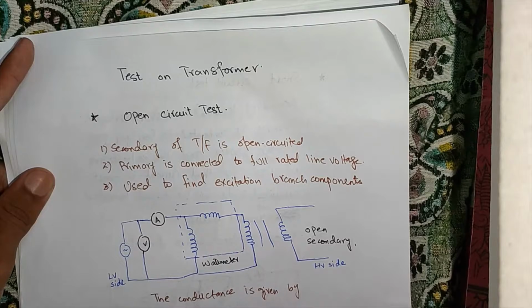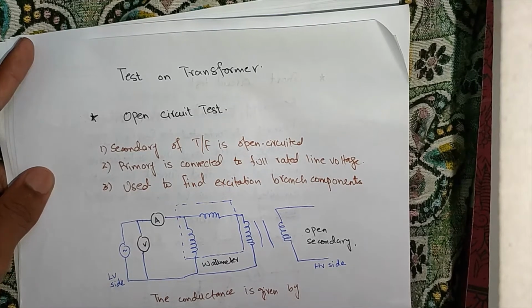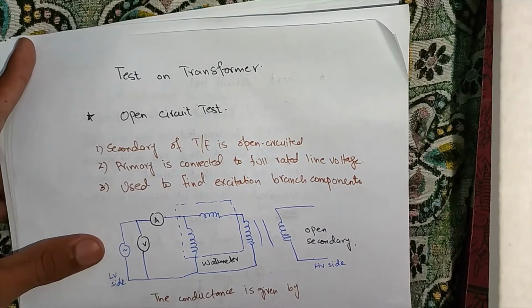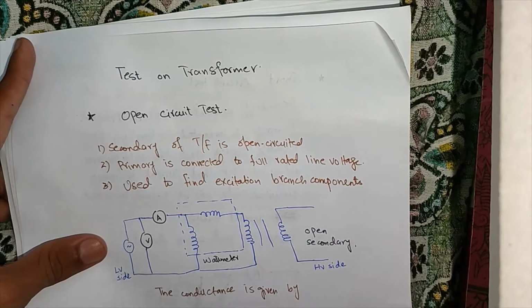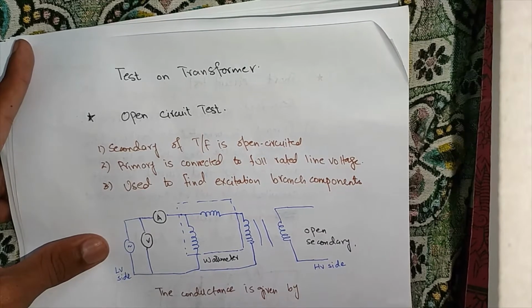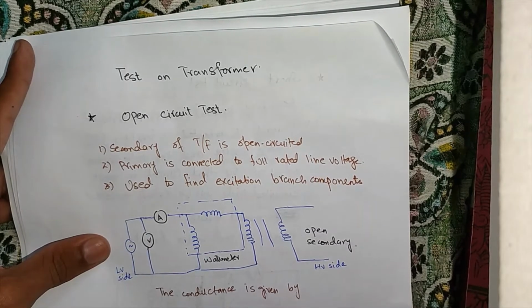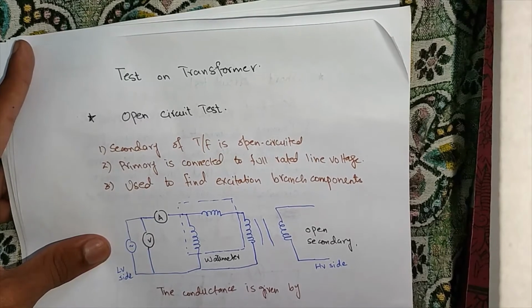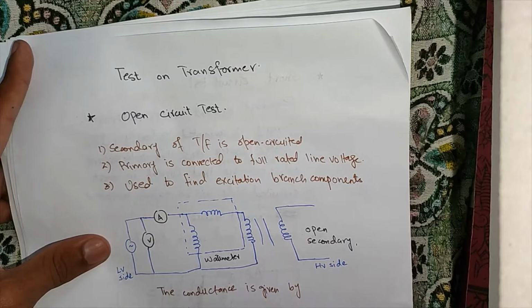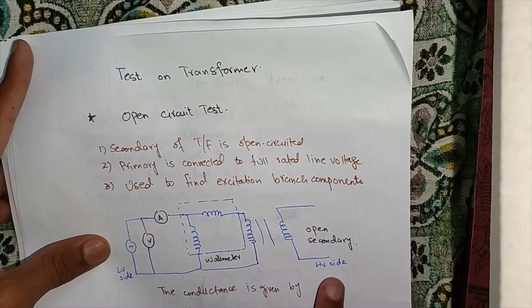Talking about the open circuit test first. The open circuit test is usually done to find the excitation branch component. How is the open circuit test done? First of all, the secondary of the transformer is kept open. Here the secondary means the high voltage side.